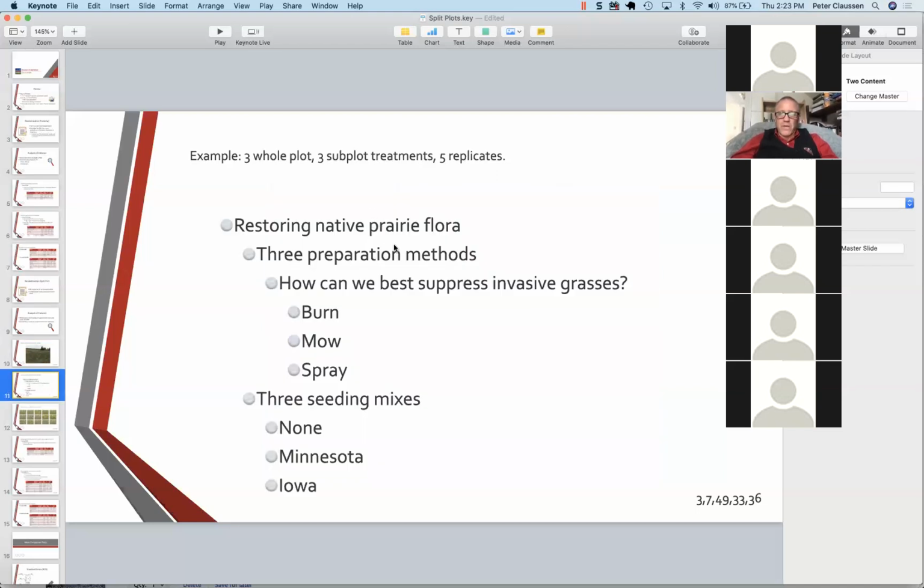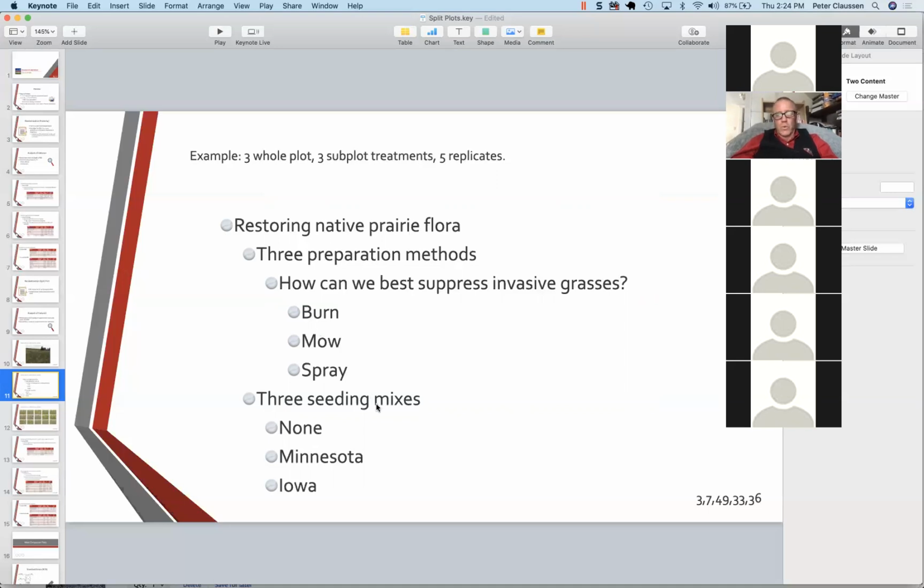And the two things I wanted to test, the 2 components, are: what can we do to suppress invasive grasses? How do we get rid of brome grass? Some people burn grass. Some people try to mow brome grass to keep it down. And of course, the other is just spray herbicide on and kill it. So these are my one component, or one factor.